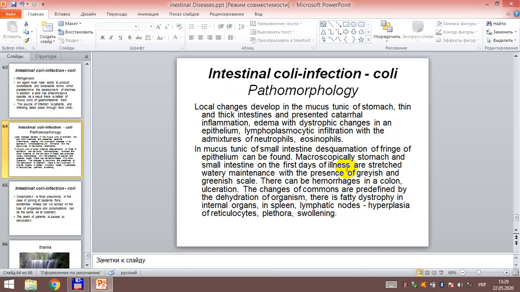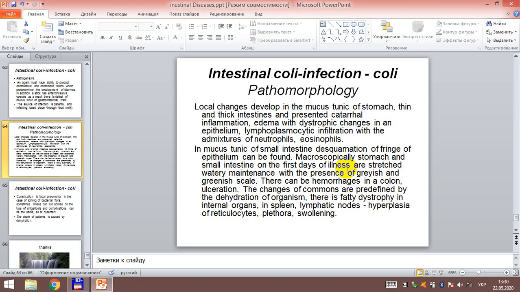Pathomorphology of intestinal coli infection. Local changes develop in the mucous tunic of the stomach, thin and thick intestine, and present catarrhal inflammation. Edema with dystrophic changes in the epithelium, lymphoblastic infiltration with the admixture of neutrophils, eosinophils. In the mucous tunic of the small intestine, desquamation of the fringe of epithelium can be found. Macroscopically, the stomach and small intestine on the first day of illness contain watery contents with the presence of grayish and greenish scale. There can be hemorrhages in the colon, ulceration.